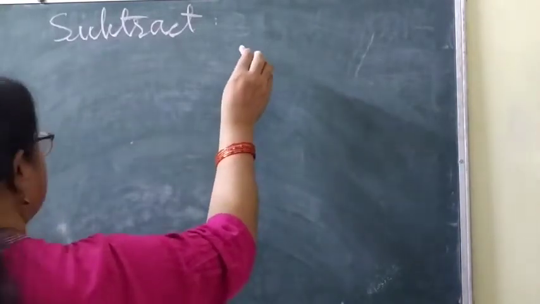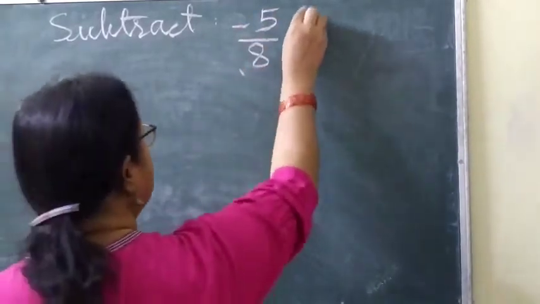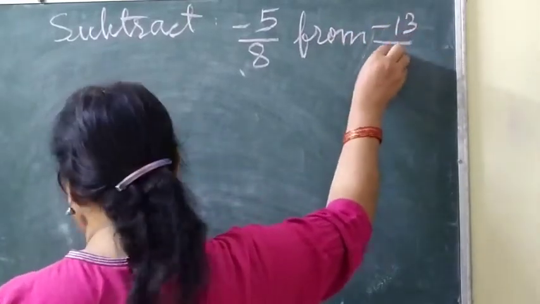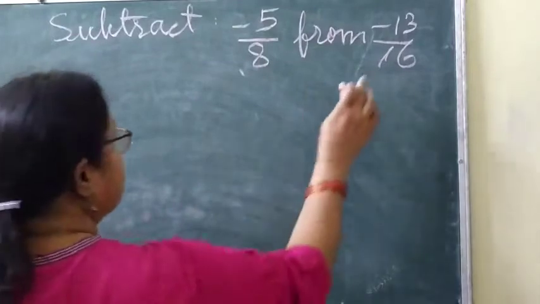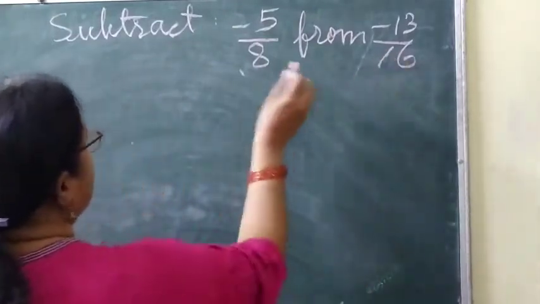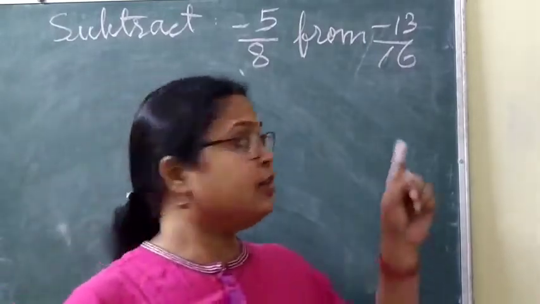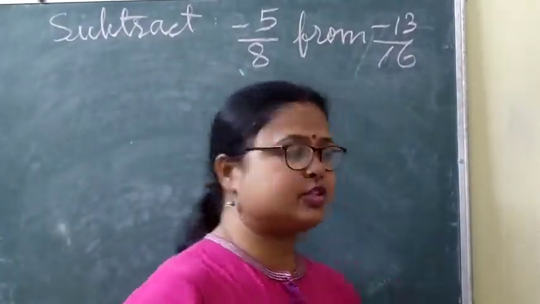Subtract minus 5 by 8 from minus 13 by 16. Okay? This is the question. So from minus 13 by 16. Clear? It is written "from". From means that part we will write first.